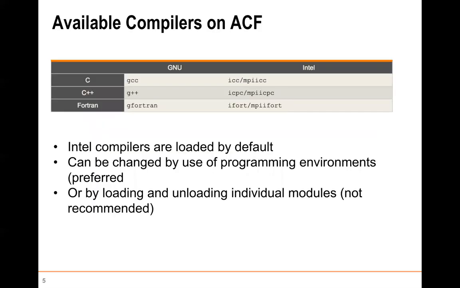On the ACF, we have a couple of different compilers. We have compilers from GNU, and we also have the Intel compilers on the machine. We have compilers for C, C++, and Fortran. In the GNU world, it's gcc for C programs, g++ for C++ programs, and gfortran for Fortran programs. In the Intel world, you have icc, icpc, and ifort for Fortran.